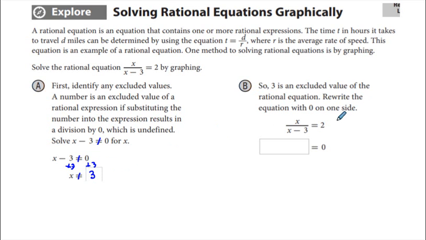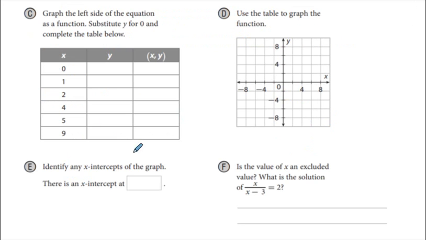Rewrite the equation with 0 on one side. So if we take this equation x over x minus 3 equals 2 and subtract 2 from each side, we're going to be left with x over x minus 3 minus 2 is equal to 0. And then C, graph the left side of the equation as a function. Substitute y for 0 and complete the table below.